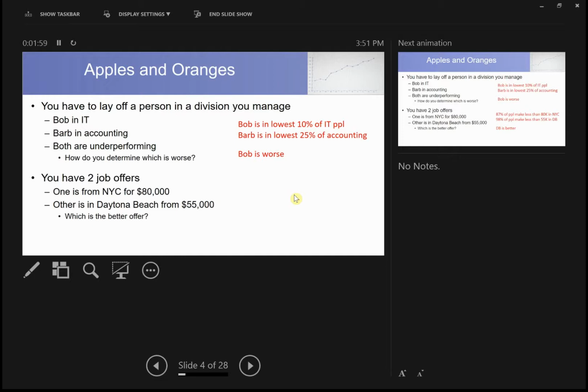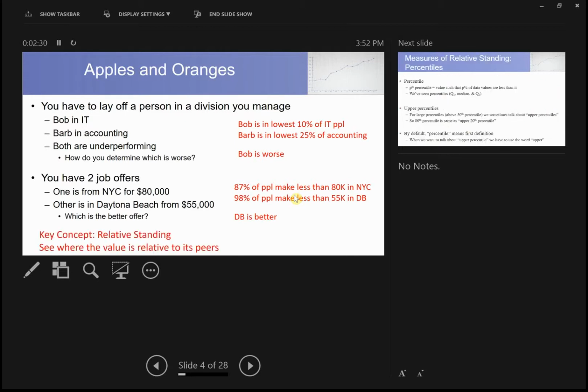Anyhow, this other problem we had was two job offers. Again, we can't compare these salaries because they're different locations with a different standard of living. So one solution is to look at where the salary stands relative to the people in New York City. You may find out that with this annual salary you make more than 87% of the people in New York City. With this salary in Daytona Beach, you make more than 98% of the people. So you decide Daytona Beach is better because your standing relative to the people in your community is higher. This is the notion of relative standing. It looks at where that value stands relative to the population. So this is what we're going to look at today.